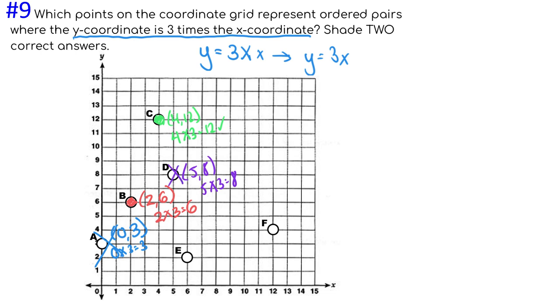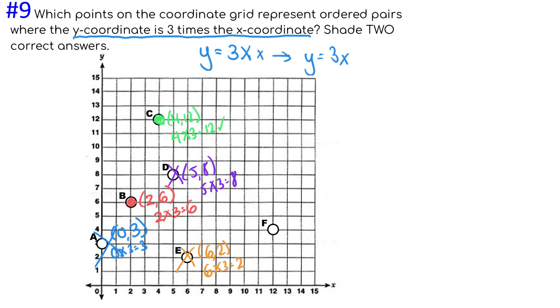E is at 6, 2. Is 6 times 3 equal to 2? Nope, that's backwards. 3 times 2 would equal 6, but 6 times 3 does not equal 2. And so E is out.